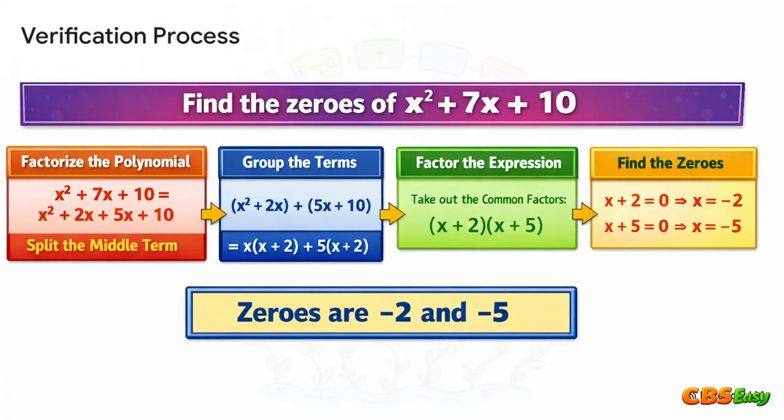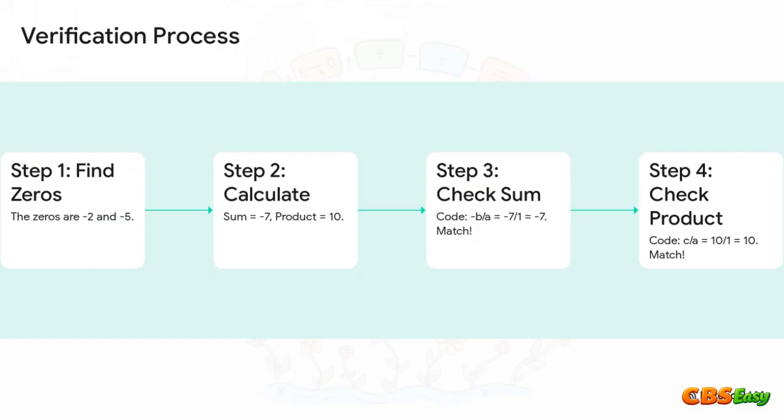First, we find the zeros the old-fashioned way. If we factor this polynomial, we get (x + 2)(x + 5), which means our zeros are -2 and -5. Okay, now let's check them. The sum of the zeros is -2 plus -5. That's -7. The product is -2 times -5. That's 10. Now let's try the secret code. The sum is supposed to be -b over a, so that's -7 over 1, which is -7. Yep, perfect match. The product should be c over a, so 10 over 1, which is 10. It works. Another perfect match.